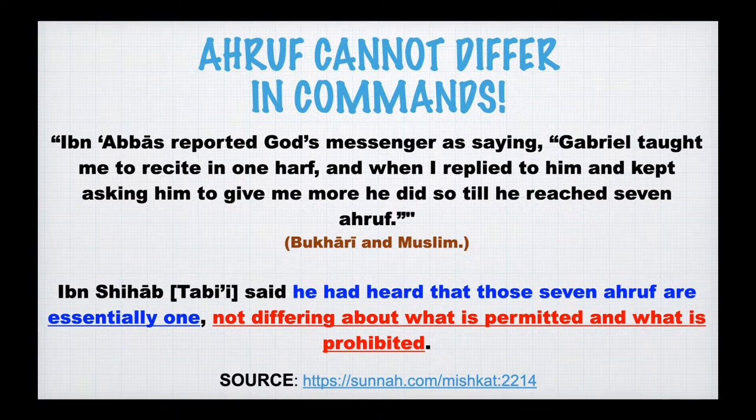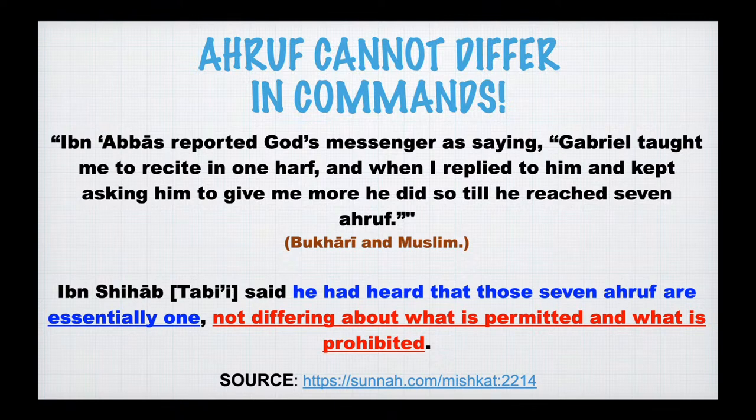Yeah, Ibn Shihab is one of the tabi'een, or the successors, the ones that came in a generation after Muhammad. And he had heard that those 7 ahruf are essentially one. He was around companions like Anas ibn Malik and others that were very prominent, and he was taught knowledge from them. He's not just making this up. He's getting it from the companions, and presumably the companions are getting it from Muhammad.